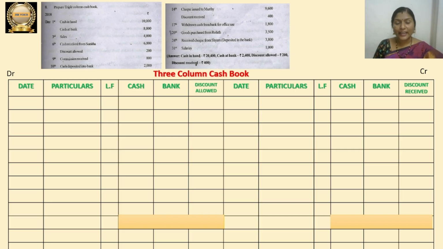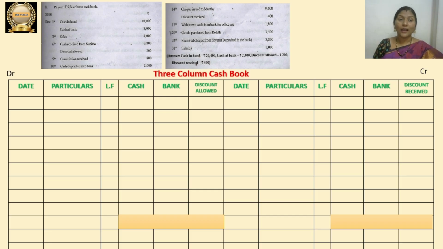First, date, particulars, LF, and after that 3 amount columns: cash, bank, discount allowed. So this is completely the debit side columns. And next, the same columns are repeated: date, particulars, LF, cash, bank, discount received. Credit side items we are going to write on this side because that is the credit side. Hope this is clear. This is the format that we are going to follow.